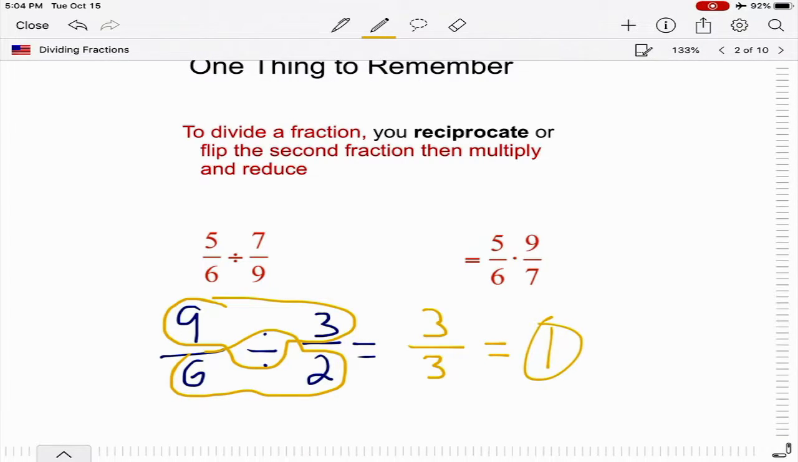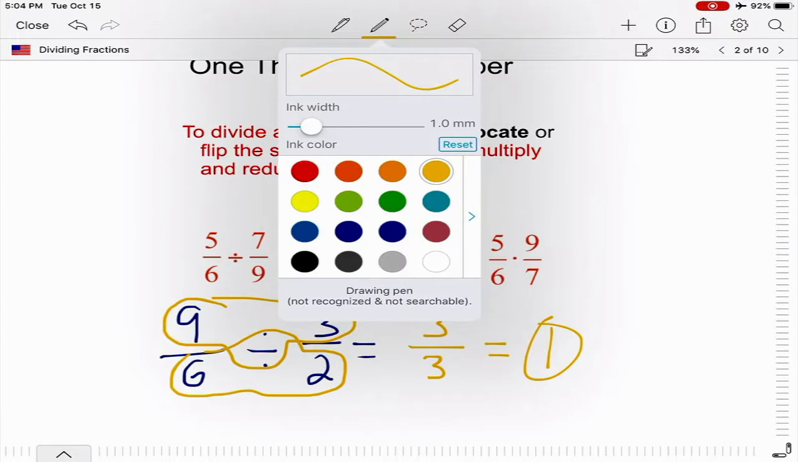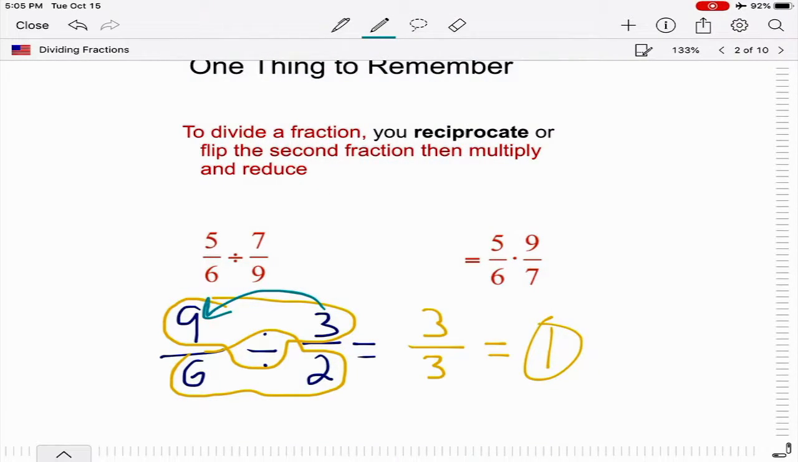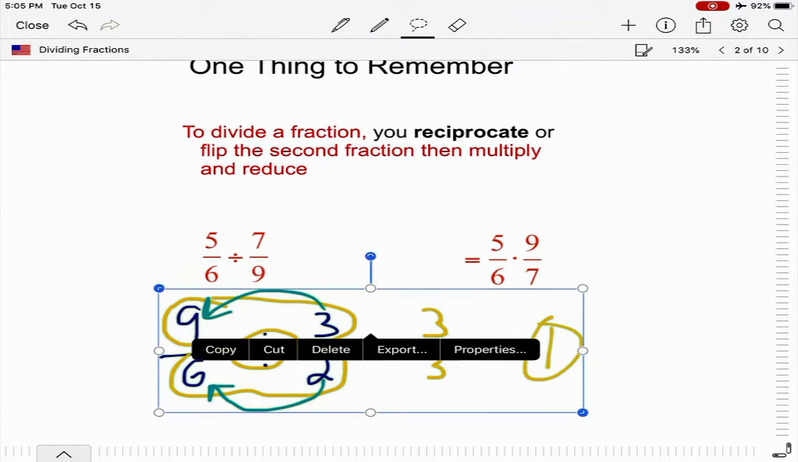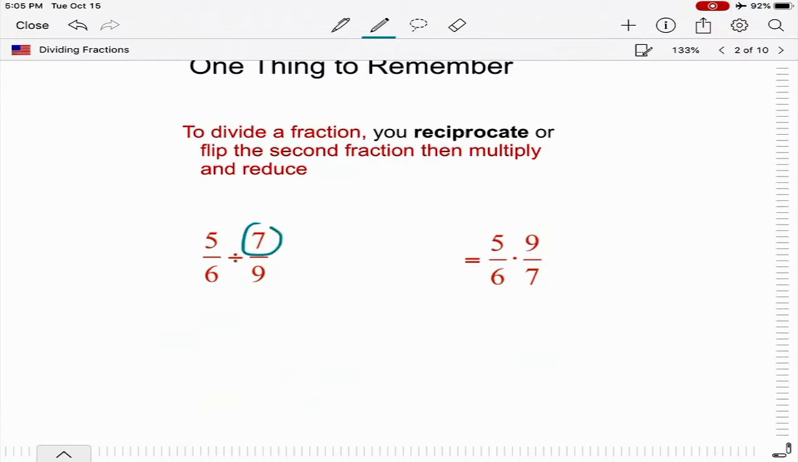But the only reason why this scenario worked was because 3 went into 9 perfectly and 2 went into 6 perfectly. If the second number doesn't go into the first number perfectly though, you're going to have a problem. So now let's look at the example that I have above here. Can 7 go into 5 perfectly? No. You're going to get some crazy decimal that, truthfully, I don't want to deal with. So instead of dividing, we tell kids that it's better off just multiplying. So our job is to convert the division to a multiplication symbol.